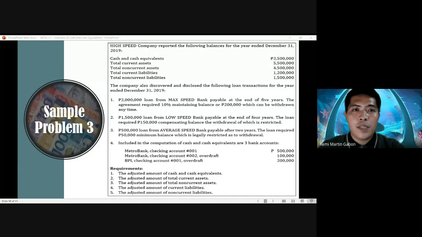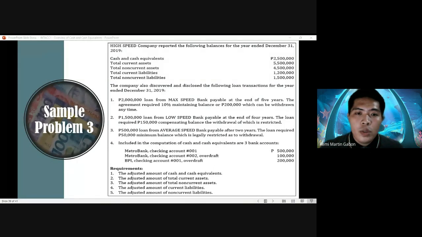Okay. So high-speed company reported the following balances for the year ended December 31, 2019. So we're provided with balances: cash and cash equivalents, 2,500,000. Current assets, 5,500,000. Non-current assets, 4,500,000. Current liabilities, 1,200,000. And non-current liabilities, 1,500,000. Then the company also discovered and disclosed the following loan transactions for the year ended December 31, 2019.